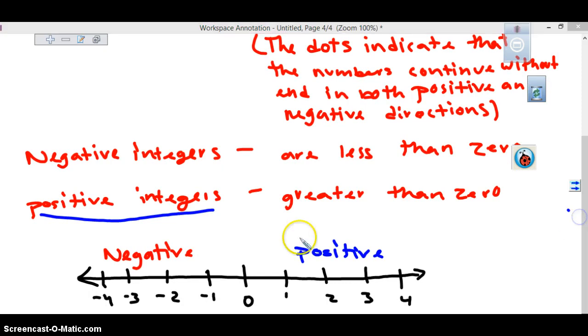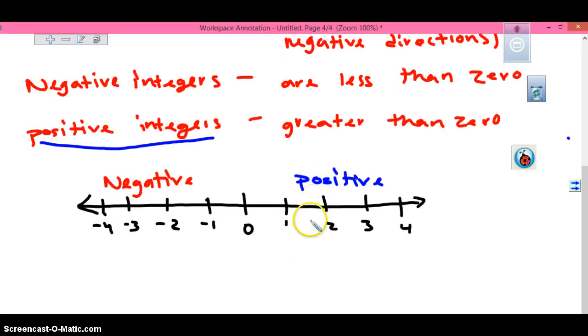And I drew out a number line right here. See how the negative numbers are towards the left? The farther the number is to the left of the number line, the smaller it is. So what's greater, -1 or -4? -1 is greater than -4. What's greater, 1 or 3? 3. So the farther the number is to the right of the number line, the bigger the number.